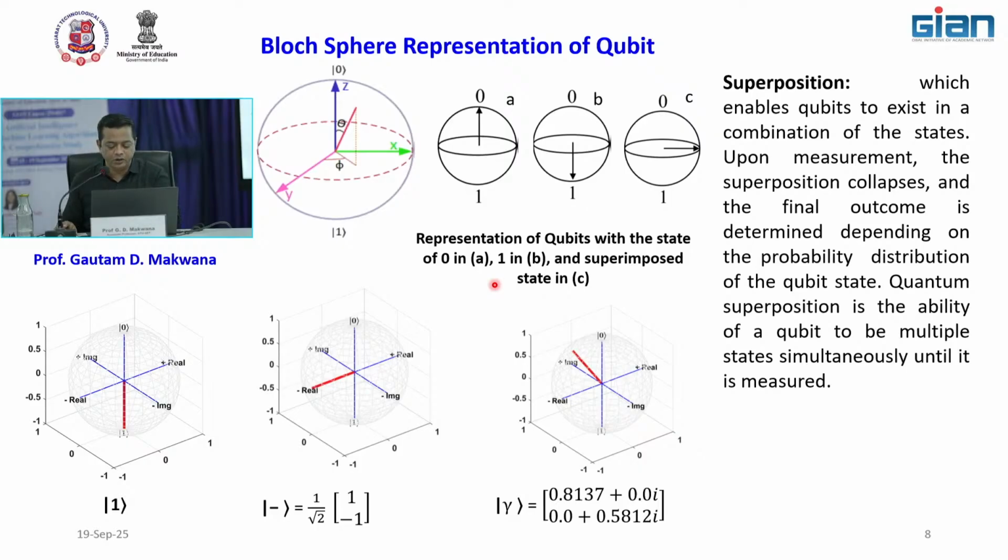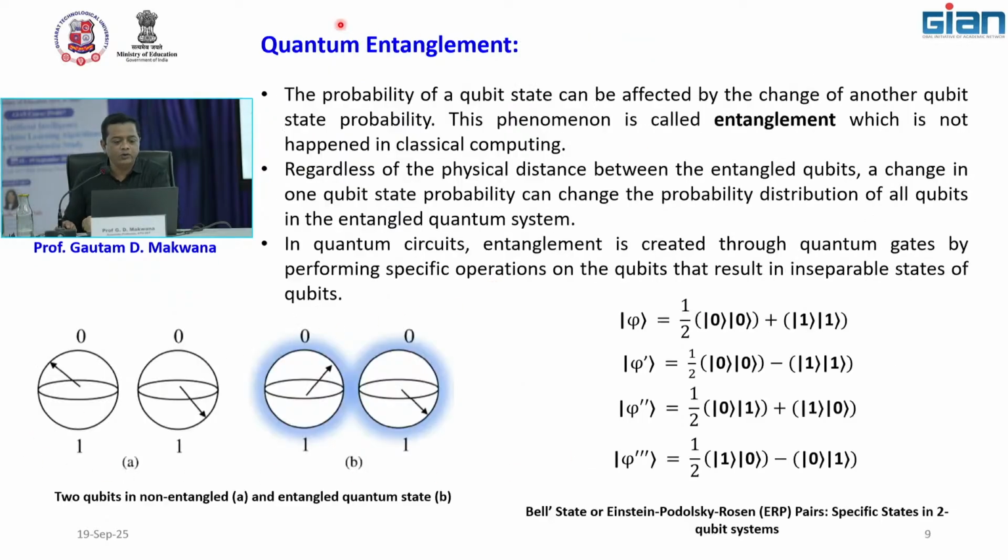This is one of the fundamental concepts. There is a difference between classical computing and quantum computing: the zero and one state in classical computing, and the zero and one state in quantum computing. Now, what is quantum entanglement? The probability of a qubit state can be affected by a change in the probability of another qubit state. This phenomenon is called entanglement, which does not happen in classical computing.